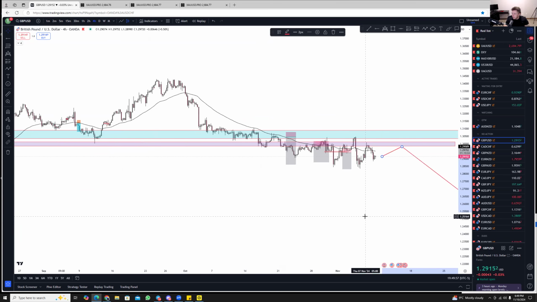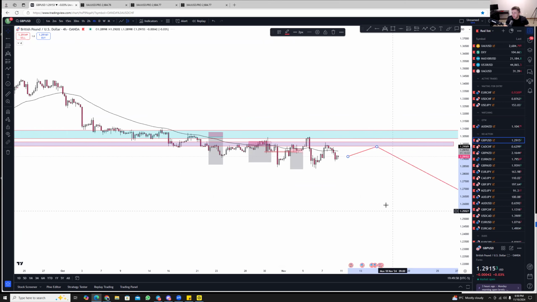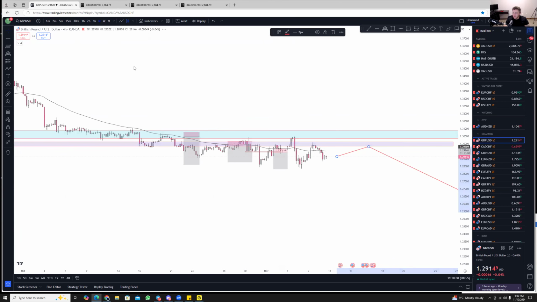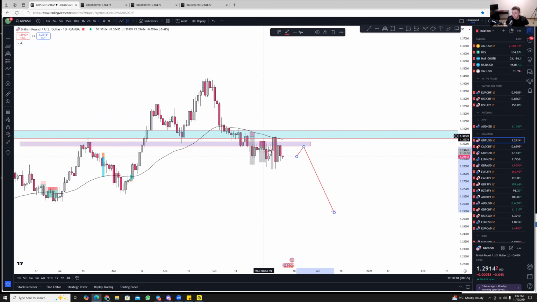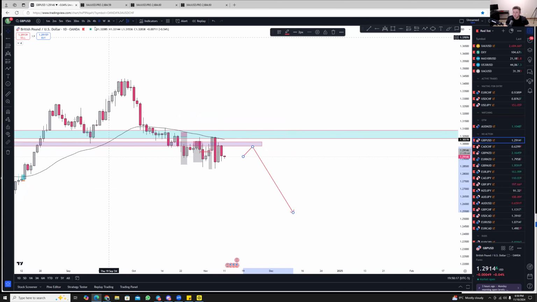4-hour. Yeah, it's beautiful. This one's not ready yet. As you can see, it'll probably take a day or 2 days to get there. But this is a beautiful setup. We have a head and shoulders formation forming here. We have a daily EMA.